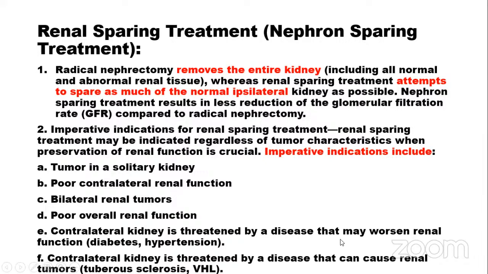The contralateral kidney is threatened by disease that might worsen renal function, for example, diabetes or hypertension. The contralateral kidney is also threatened by disease that runs in families, like von Hippel-Lindau or tuberous sclerosis, that cause renal tumors. These are the two most important genetic disorders associated with RCC. In these cases, we must be aware to do partial nephrectomy.